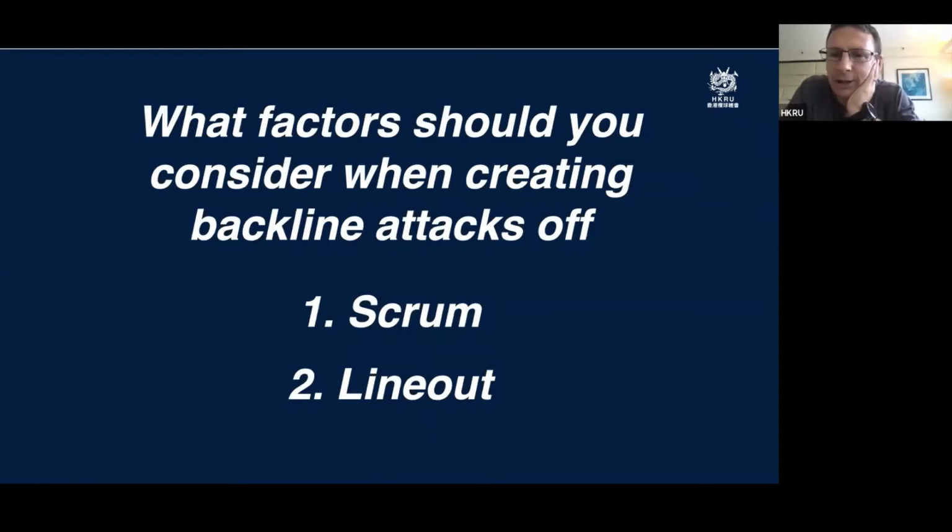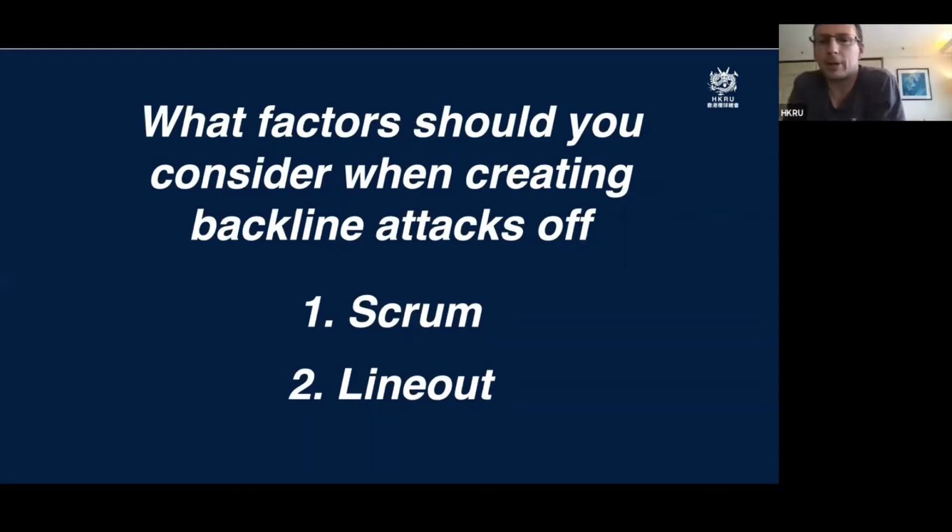Oh, go on. Yes, sorry. I was going to say, the speed of ball and what type of scrum you've had kind of dictates how well that ball comes out to your backs. That's quite crucial. Yeah, the speed of the ball is useful. Definitely. Good. Okay, let's jump on the line out.